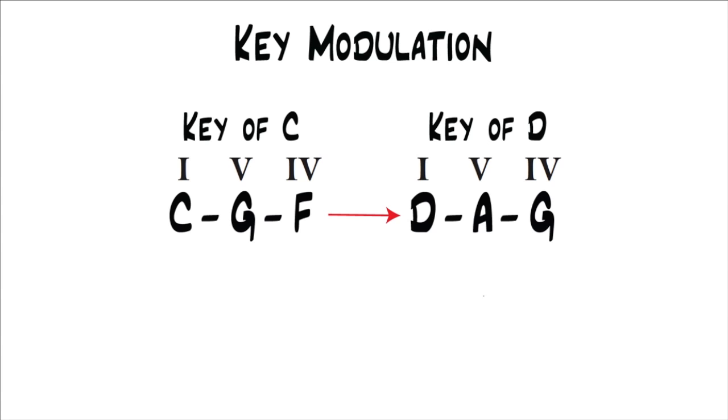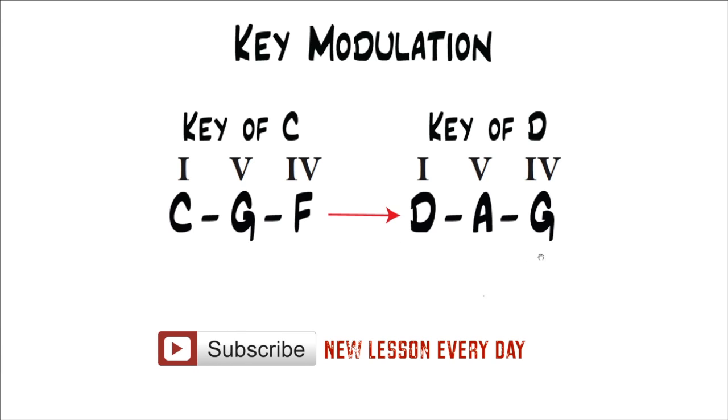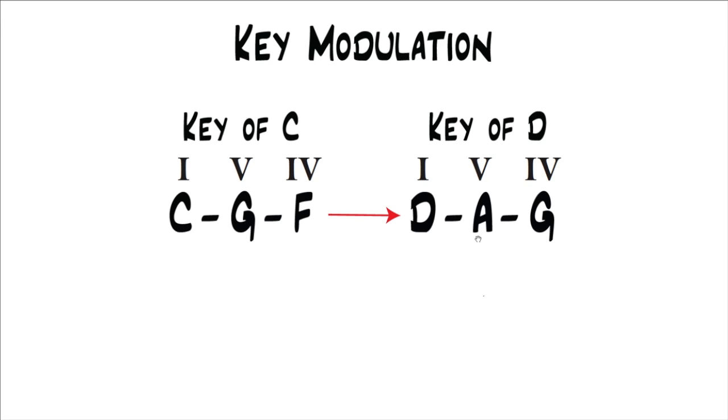So for example, a direct modulation: if you're in the key of C and you played a 1-5-4, you could all of a sudden just jump to the key of D and play a 1-5-4. In the key of C, a 1-5-4 is a C major, D major, F major. You could be playing that over and over again, and then all of a sudden just jump into the key of D and play a 1-5-4 in the key of D, which is D major, A major, G major. So that's a direct modulation. It's very drastic and it's very obvious, but it can have good effect if you do it in the right situation.